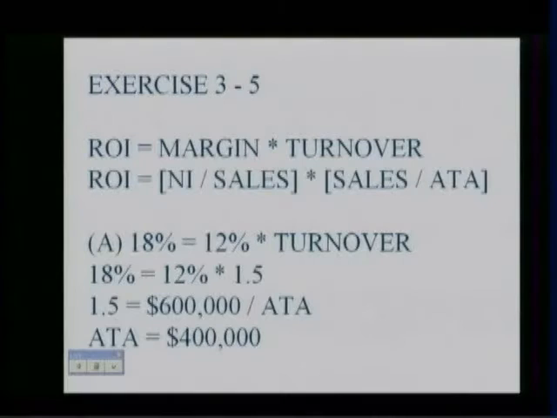Start out by writing for yourself up at the top of your page what ROI is. ROI is equal to margin times asset turnover. Then underneath that, write to yourself, the ROI is equal to, remember the margin is net income over sales, times your turnover, which is sales over average total assets. With those 2 formulas at the top of your page, you can work any of these 6 problems.